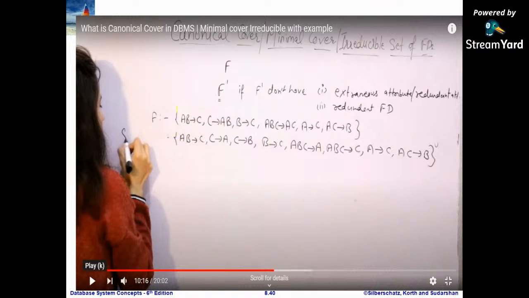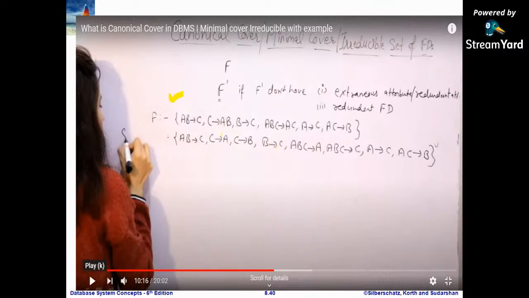Now we take one example. You have to find the canonical cover for this example. You have to find the minimal set of functional dependencies which are present, and remove all the extra functional dependencies and all the extra attributes from this.